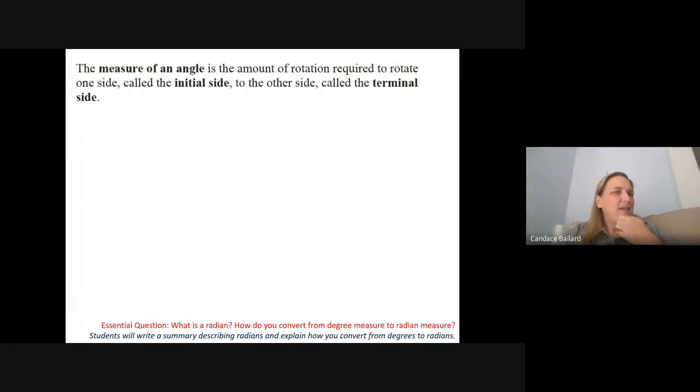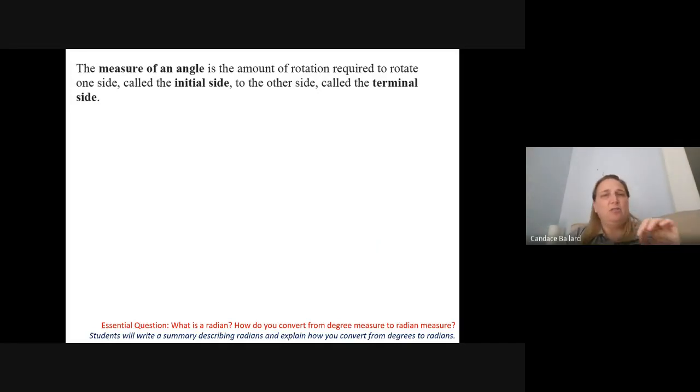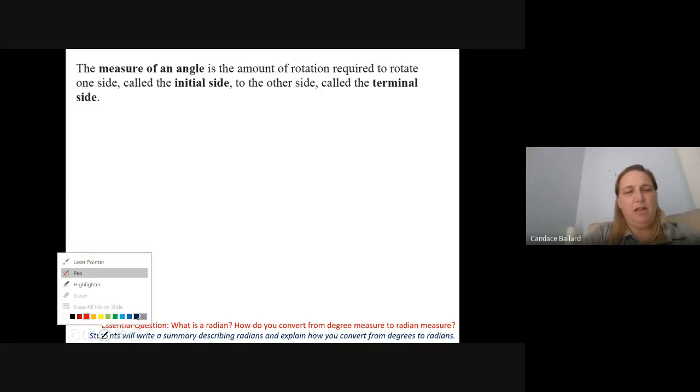Trig. Okay. So we're going to talk about the measure of an angle, and the measure of an angle is the amount of the rotation that is required to rotate one side, called the initial side, to the other side, called the terminal side.